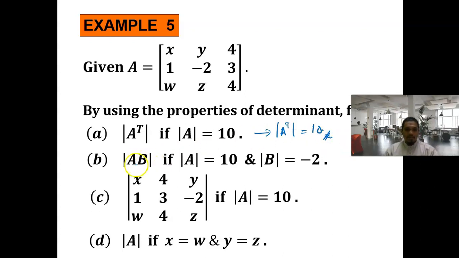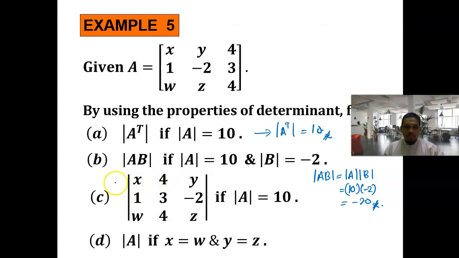Find the determinant of AB if the determinant of A equals 10 and the determinant of B equals -2. For this one, the determinant of AB equals the determinant of A multiplied with the determinant of B, which is 10 multiplied with -2, equal to -20.